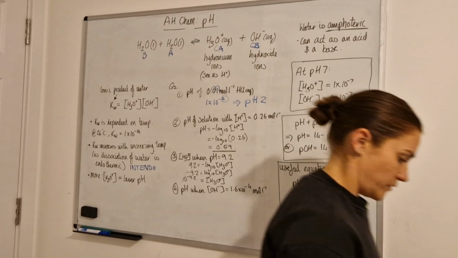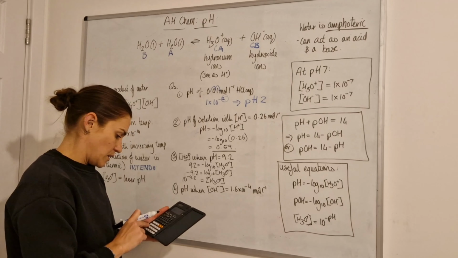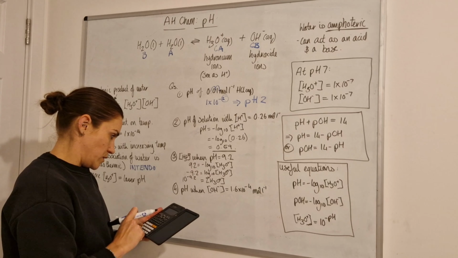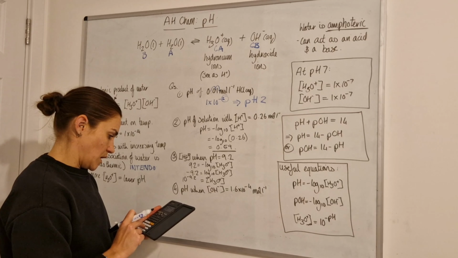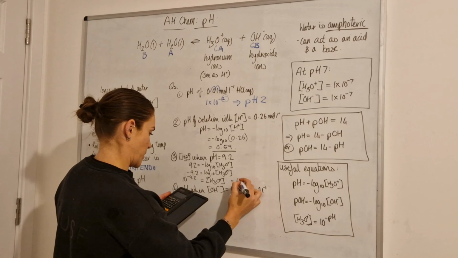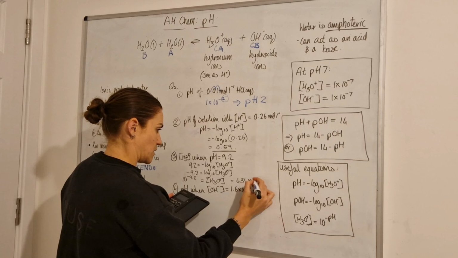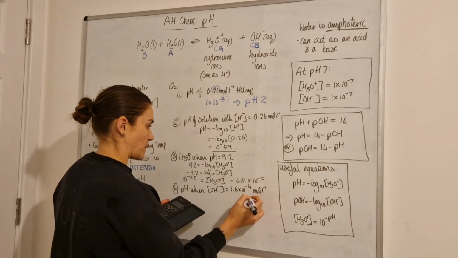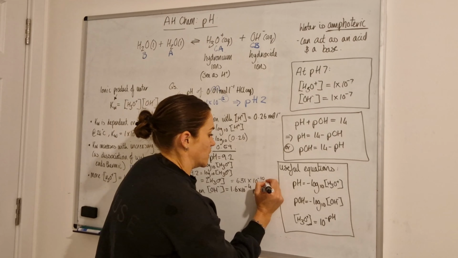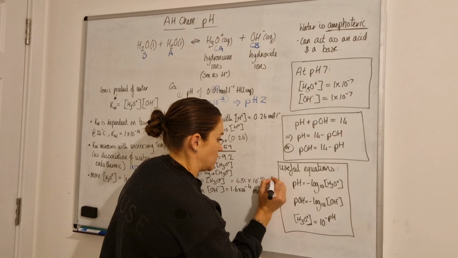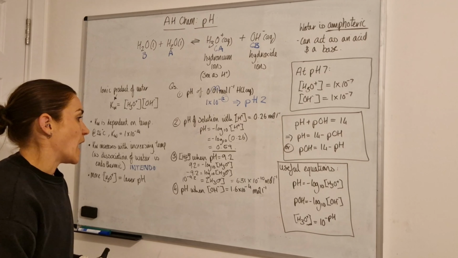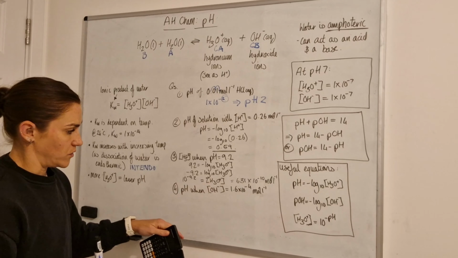So if I plug that in my calculator, 10 to the power of minus 9.2, we get a very small number, which is 6.31 times 10 to the minus 10. Okay, and that would be moles per litre. So very small hydrogen ion concentration, or hydronium ion concentration, sorry.